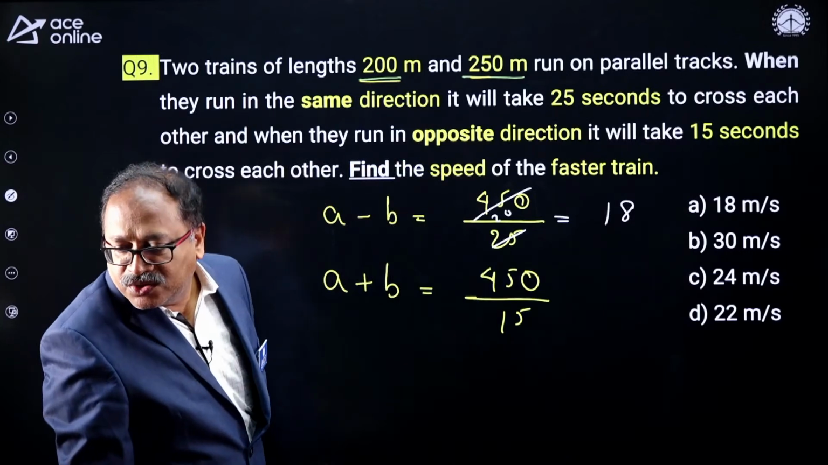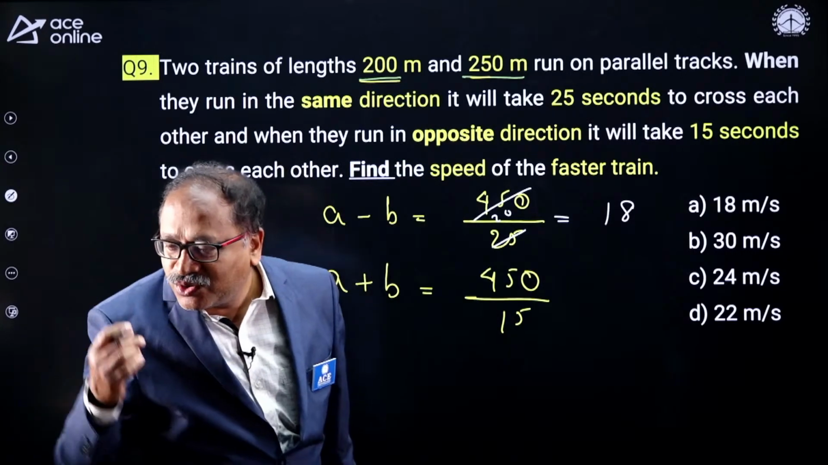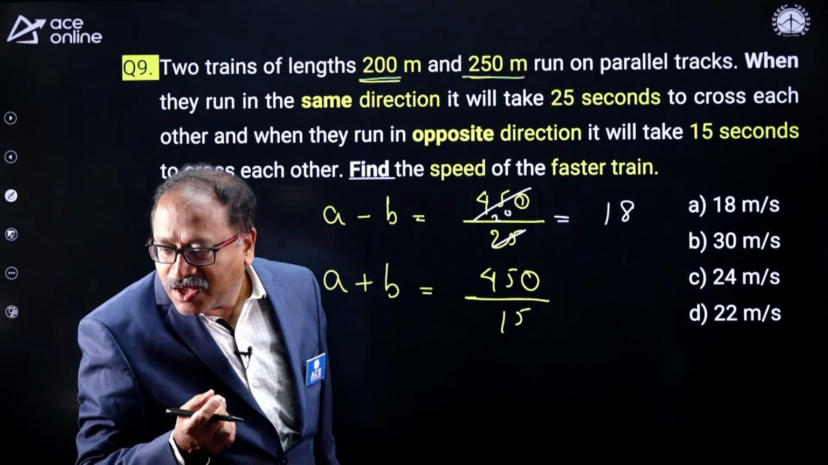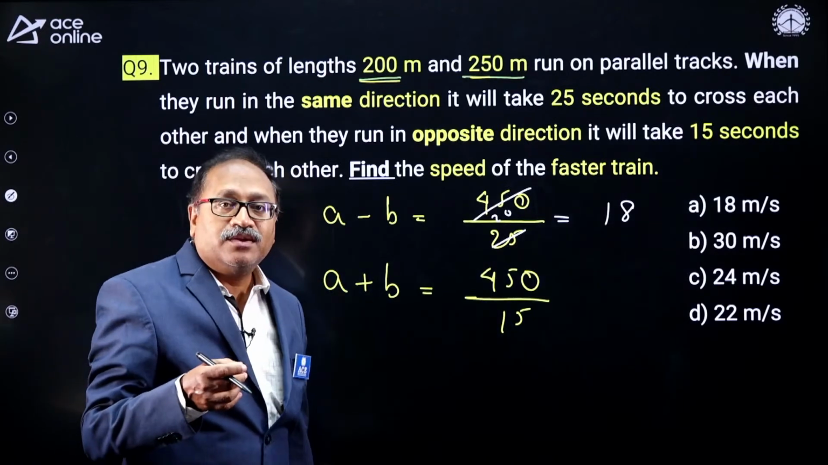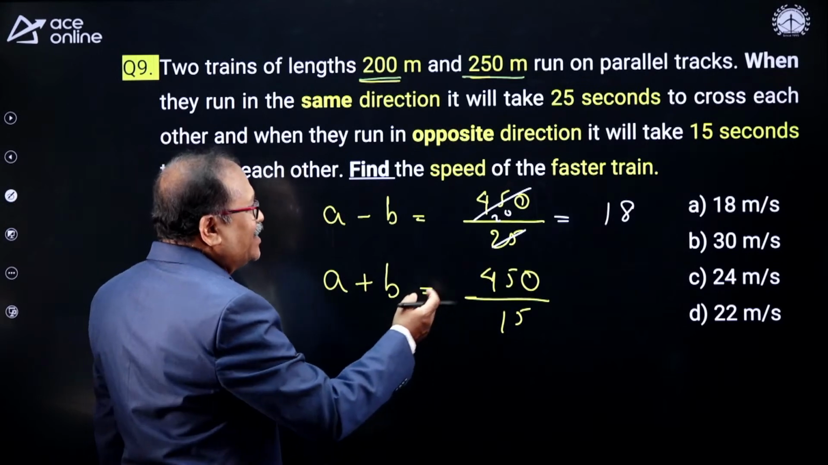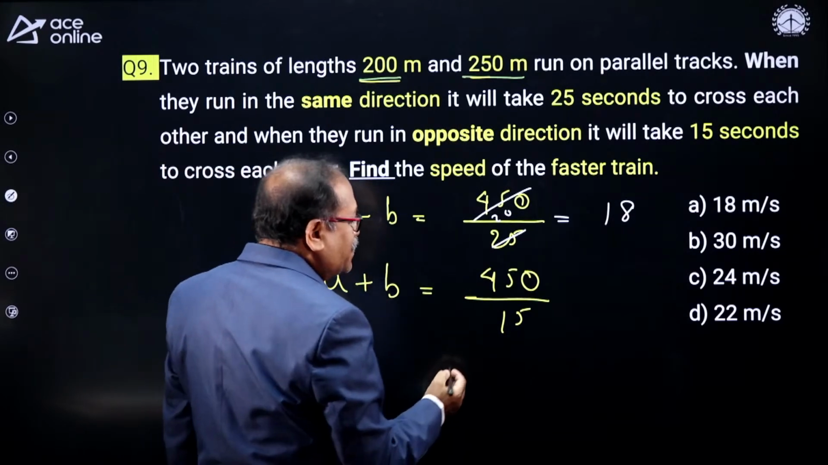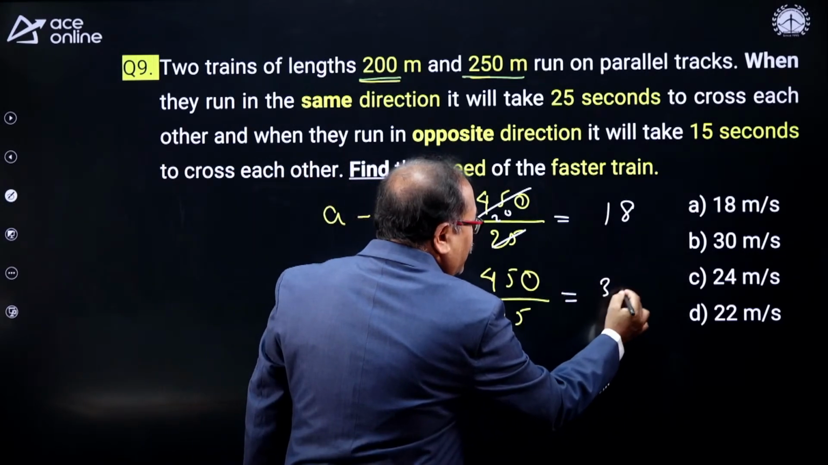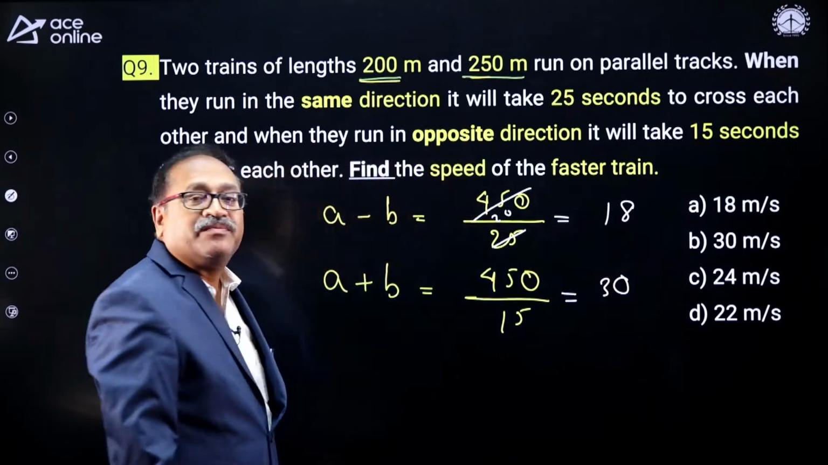Did Aman answer the question? Who answered the question? Yes, Vara answered the question and he says C, 24 meters per second. Let's check whether he is correct or not. So this is 18. What is A plus B, Vara? So I noticed that A plus B is 30.